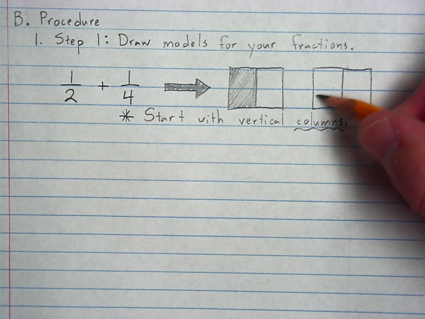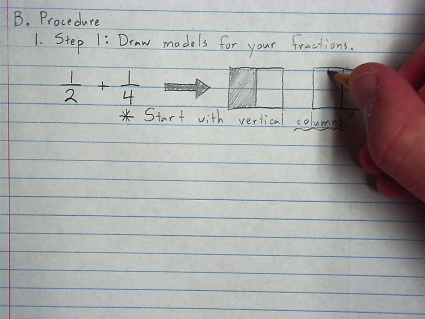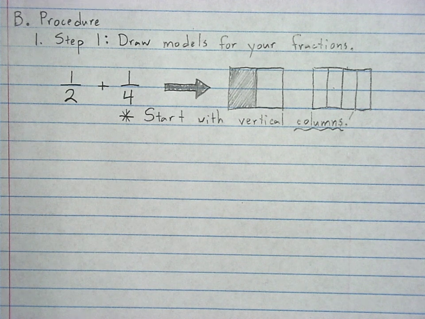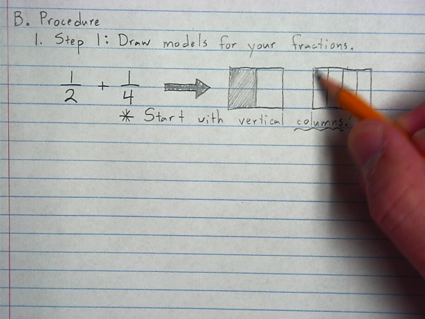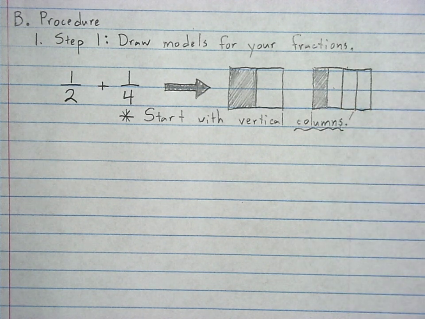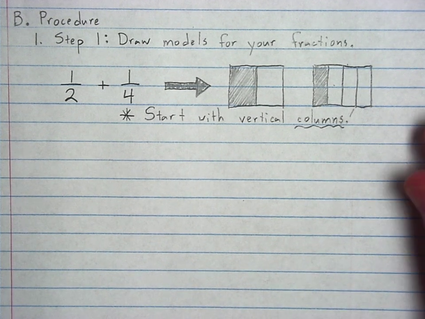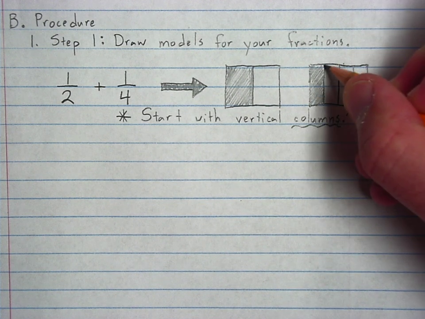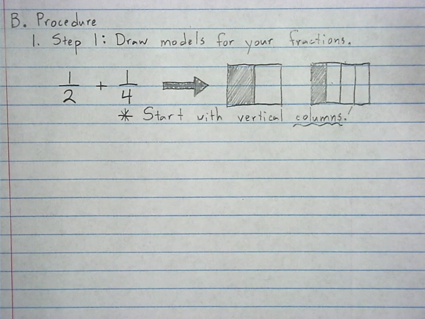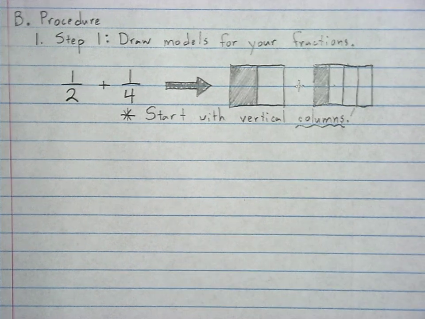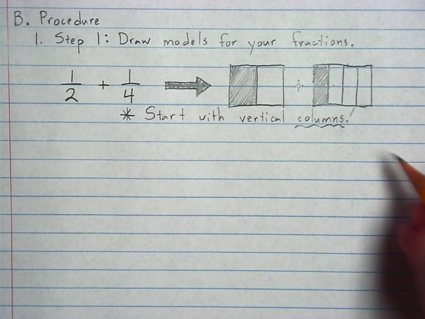Start with my 1/2. There's 2 pieces. If I cut each half in half, now I have a total of 4 vertical columns. Shade in the one on the far left. There's my 1/4. Okay? So you're going to go ahead and create a model. You're going to draw a picture of each fraction. Put a little adding sign, a little addition sign, since we're going to add them.